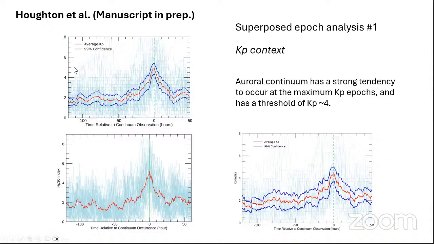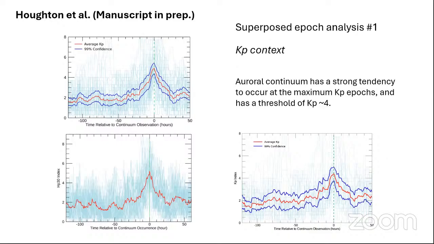And actually, if you look into the details, it acts as a kind of threshold of the Kp around 4. We don't see this occur at Kp values lower than 4. So this is definitely a phenomenon limited to extended intervals of geomagnetic activity times.